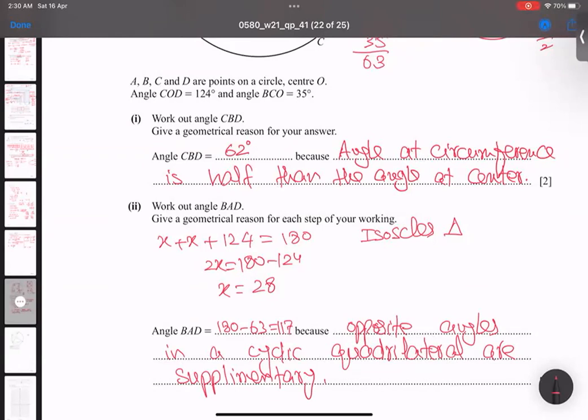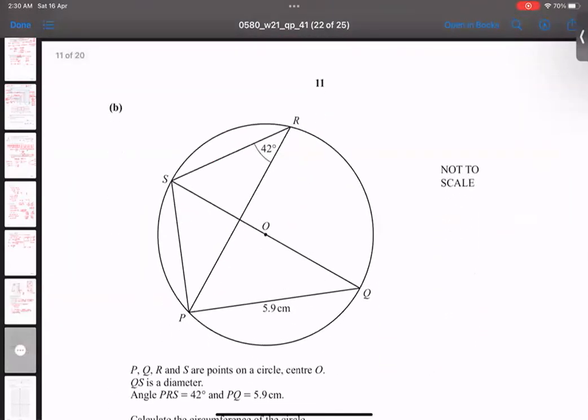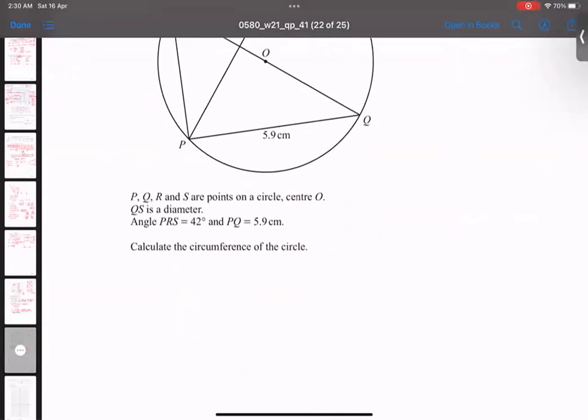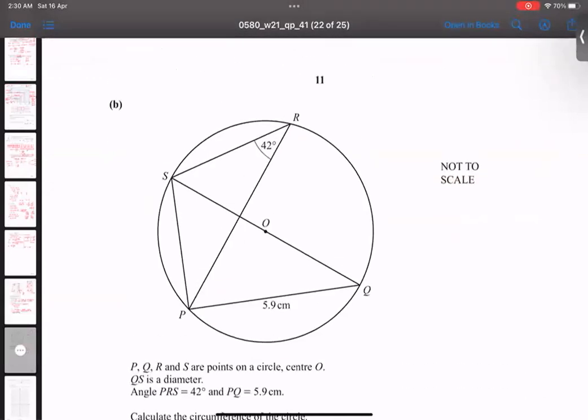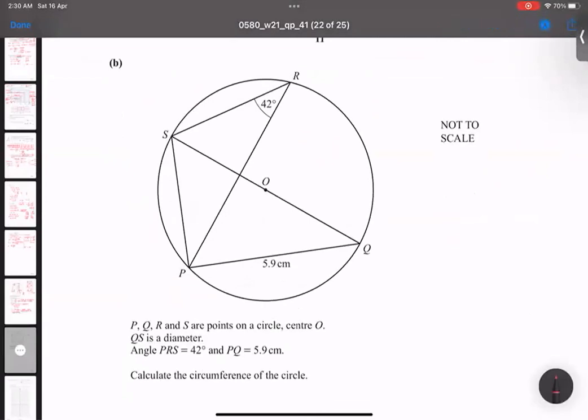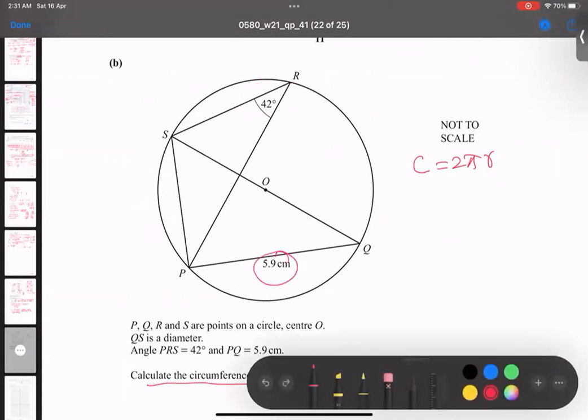Let's talk about the next point. The next question is the same question, part B, and this is a 5-mark question. He's asking us to calculate the circumference of the circle. The formula of circumference is 2 pi r. It means we can find the circumference only if we have a radius. But the problem in this diagram is that we can't see any radius given. We have two things given: the length and an angle. So how can we get it? Let's have a plan now.